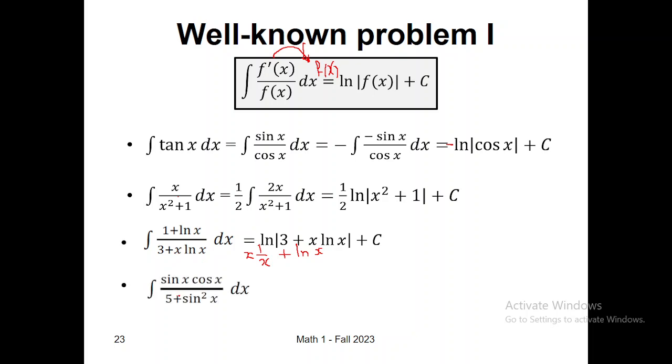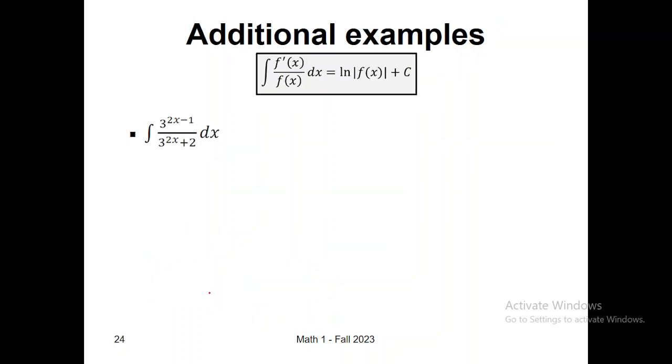Consider this example. We want to integrate this fraction. We first check the derivative of the denominator. The derivative of 5 equals 0. The derivative of sine squared x will be 2 sine x multiplied by cosine x. Now we check the numerator. It will be the same function, except that we have to multiply by 2, which is very simple. Multiply by 2 and divide by 2. And now the result will be ln of the function in the denominator.